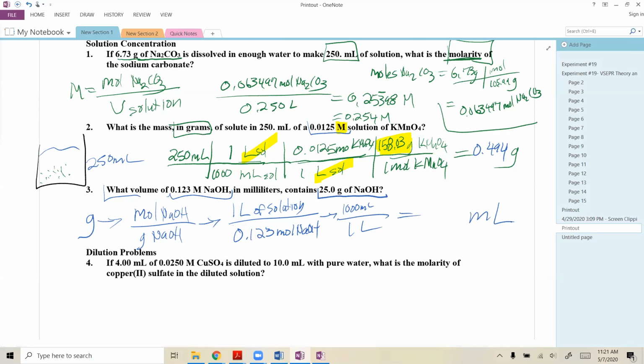So go ahead and now update this chart with your values. We can put in our 25.0 grams. We can put in our molar mass for sodium hydroxide, and we can move on for the rest of that problem as well. Once you find your volume, you can put that into your chat and we can see how we do.